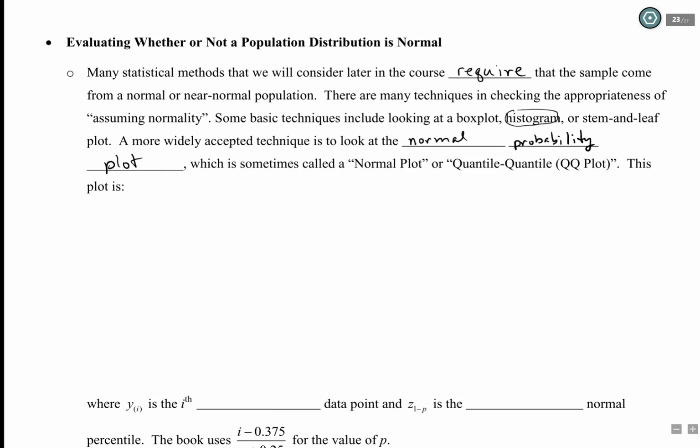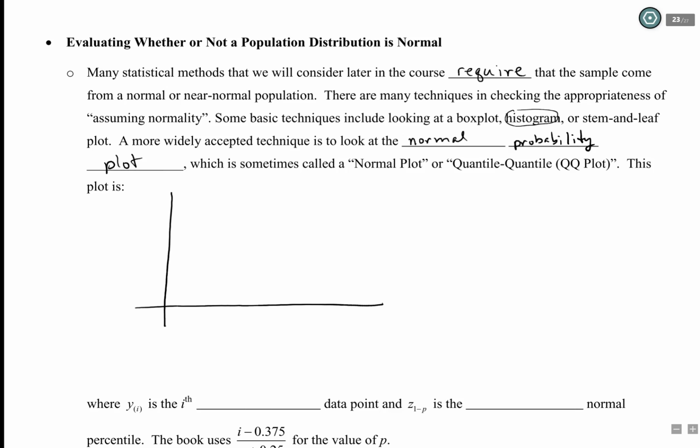The reason I say it's better: a histogram is nice in displaying the shape of the distribution of a data set, but if there's not that much data to begin with, the histogram cannot give you a good sense of the shape. So another technique that gets around that is this normal probability plot, sometimes called a quantile plot or QQ plot. And the QQ plot is basically this.